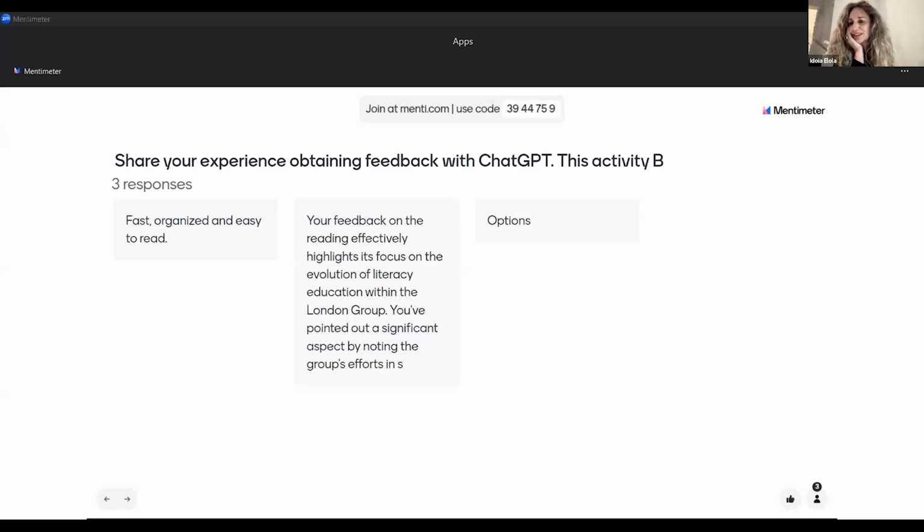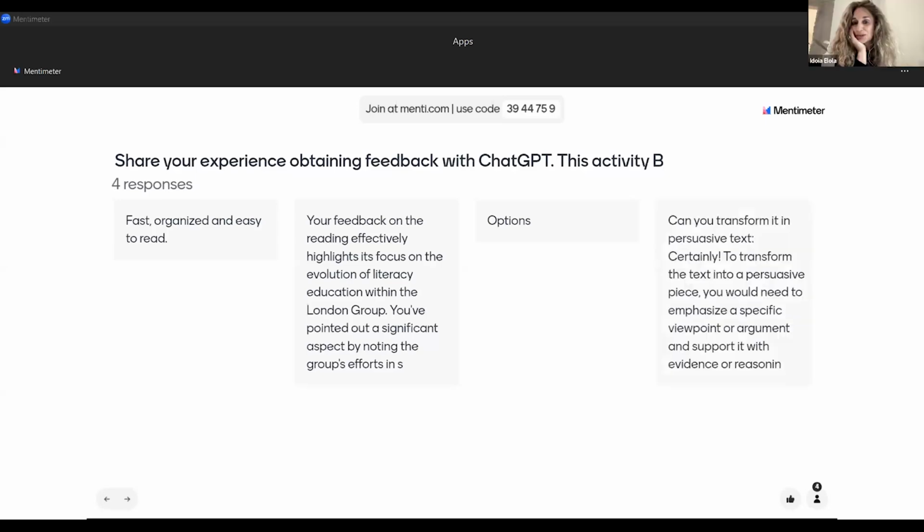If someone wants to share what prompt they were using for the type of feedback, that would also be very interesting. If you want to copy the prompt that you used. Can you transform it into persuasive text? We're going to have to talk to ChatGPT to start changing those surprising answers. It was a much longer answer.